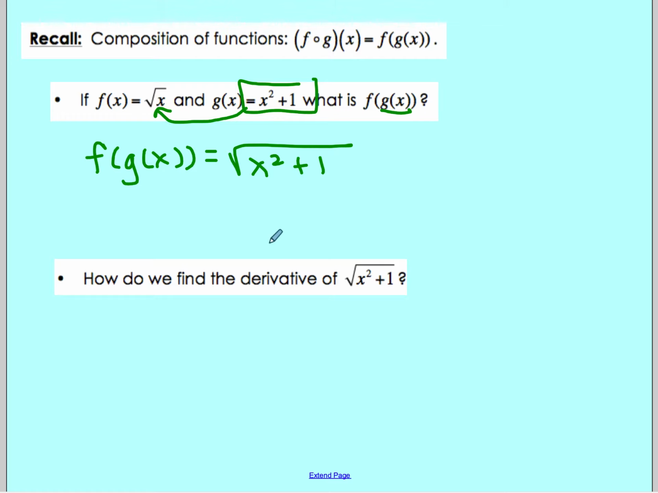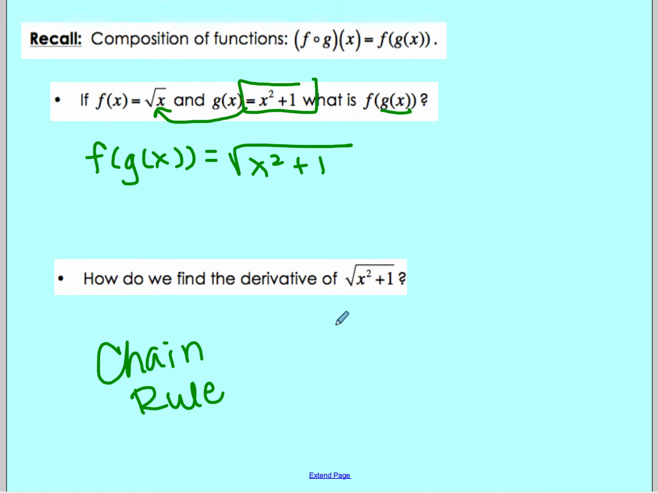Okay. Now today we're going to be looking at how do you find the derivative of a function inside of a function. What we're going to be doing is we're going to be using the chain rule. And whenever you see a function inside of a function, that is your hint that you're going to use the chain rule. Typically, you're going to be given a function like this.